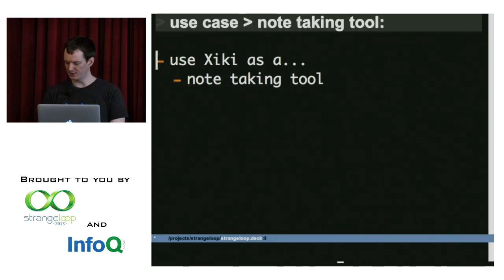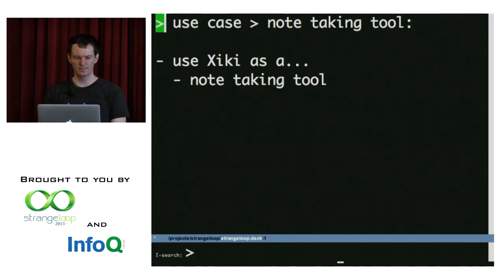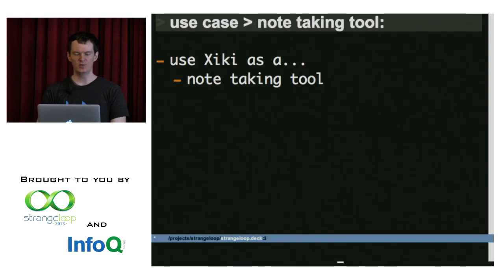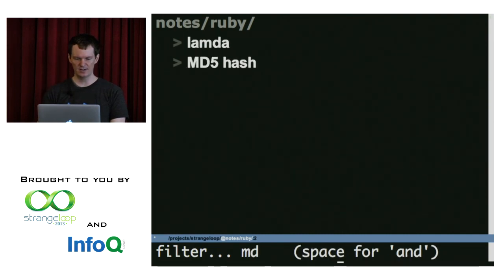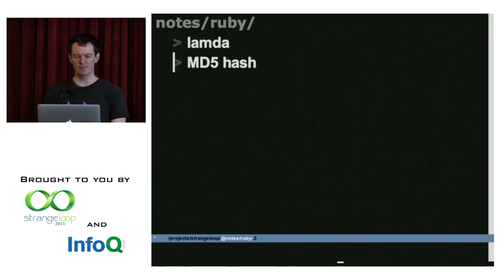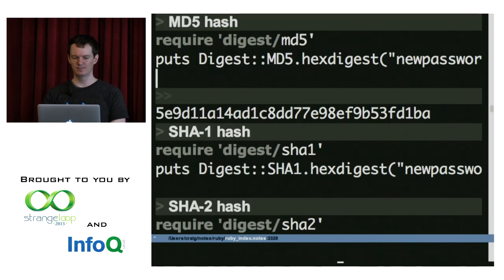Okay, Xiki is a note-taking tool. You can make text files full of notes with greater than for headings, like this one. And then you can type keyboard shortcuts to see an outline of your notes, and then type to narrow down. So here are my Ruby notes. Here's my MD5 note. I can jump to it and then run the code. Here's the output.